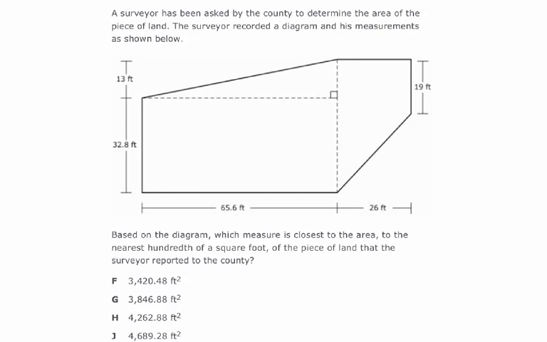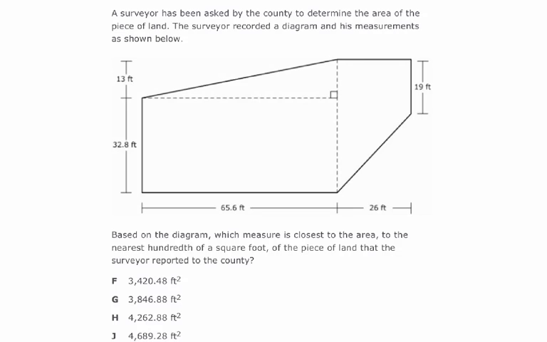A surveyor has been asked by the county to determine the area of the piece of land. The surveyor recorded a diagram and his measurements as shown below. Based on the diagram, which measure is closest to the area to the nearest hundredth of a square foot of the piece of land that the surveyor reported to the county?